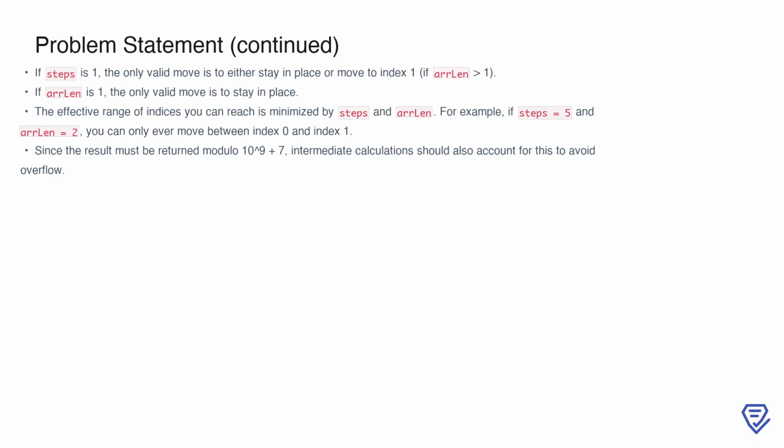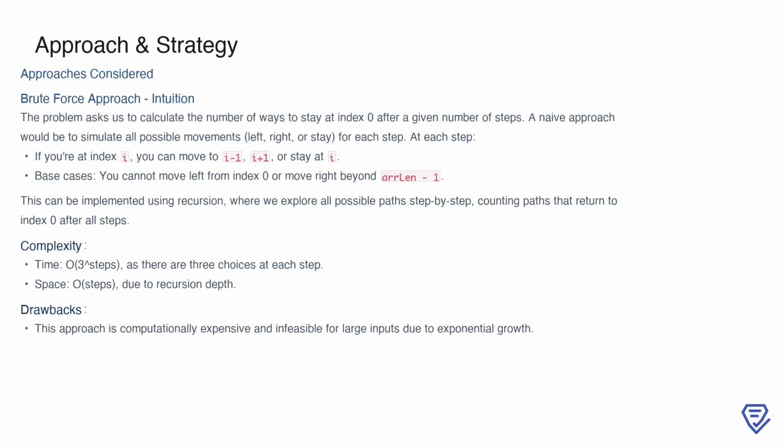Finally, because the result must be returned modulo 10 to the power of 9 plus 7, it is important to ensure that all intermediate calculations also use the modulo operation to prevent overflow and ensure correctness. To start, let's consider the brute force approach. The problem requires determining the number of ways to stay at index 0 after a specific number of steps.